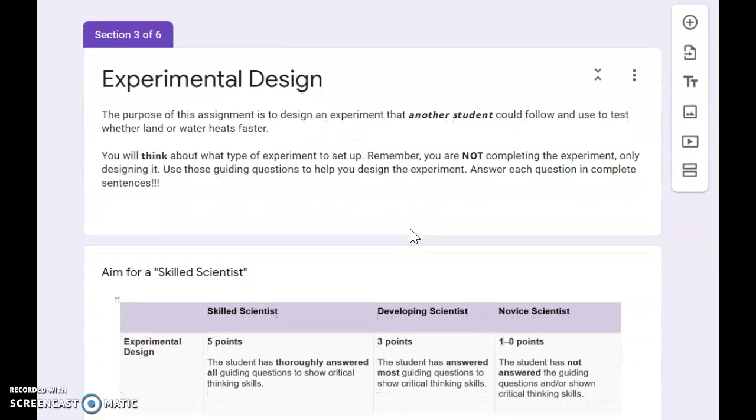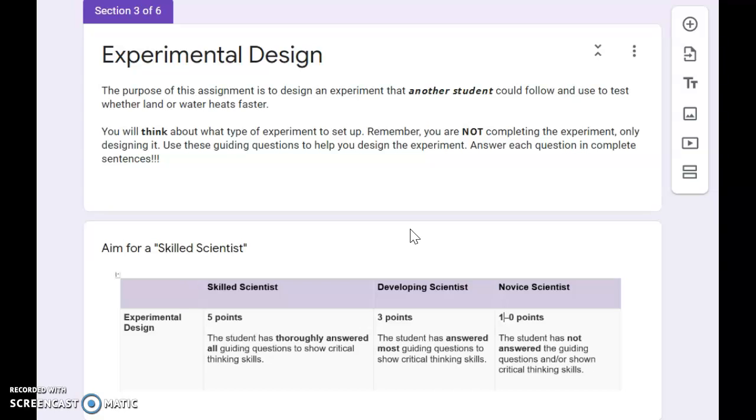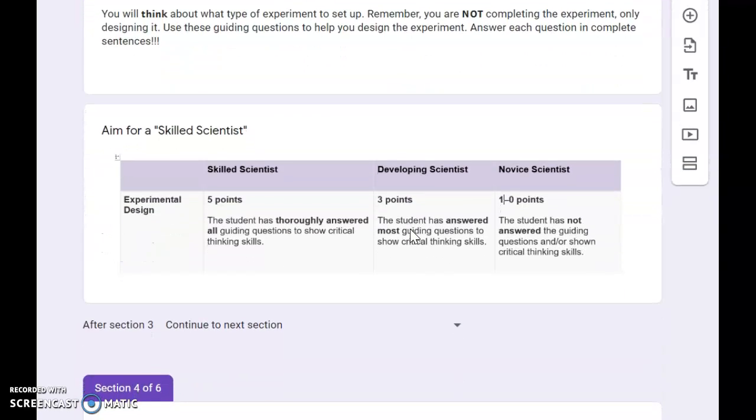The third section of this assignment focuses on the experimental design. The purpose of this assignment is to design an experiment that another student could follow and use to test whether land or water heats faster. This will be important information whenever you get to the question section. You will think about what type of experiment to set up. Remember, you are not completing the experiment, only designing it. Use these guided questions to help you design the experiment, and be sure to answer each question in complete sentences.